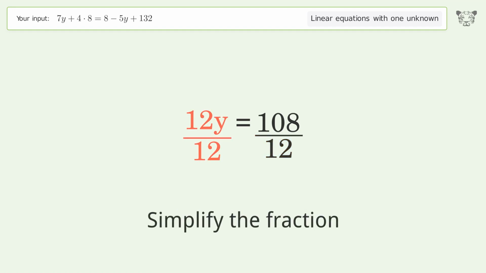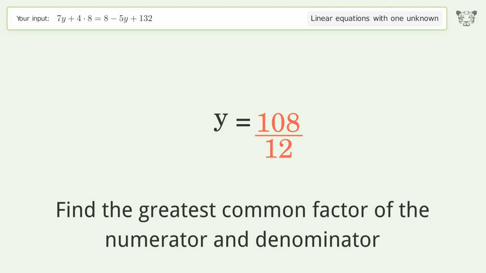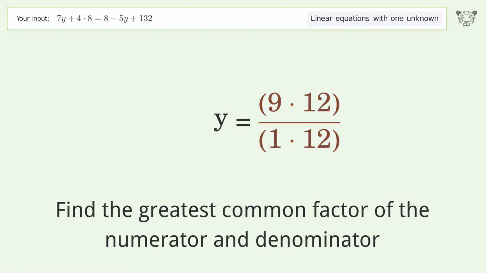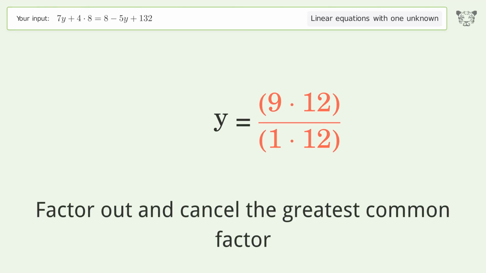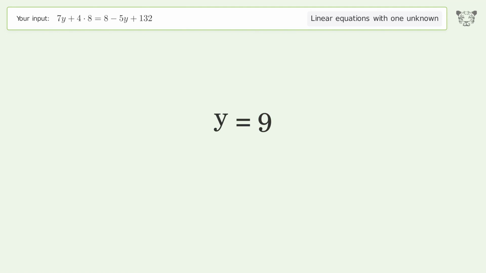Simplify the fraction. Find the greatest common factor of the numerator and denominator. Factor out and cancel the greatest common factor. And so the final result is y equals 9.